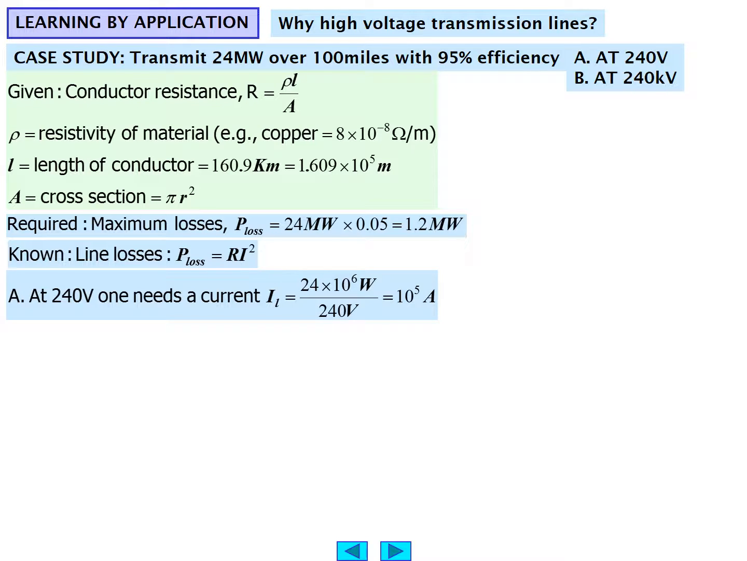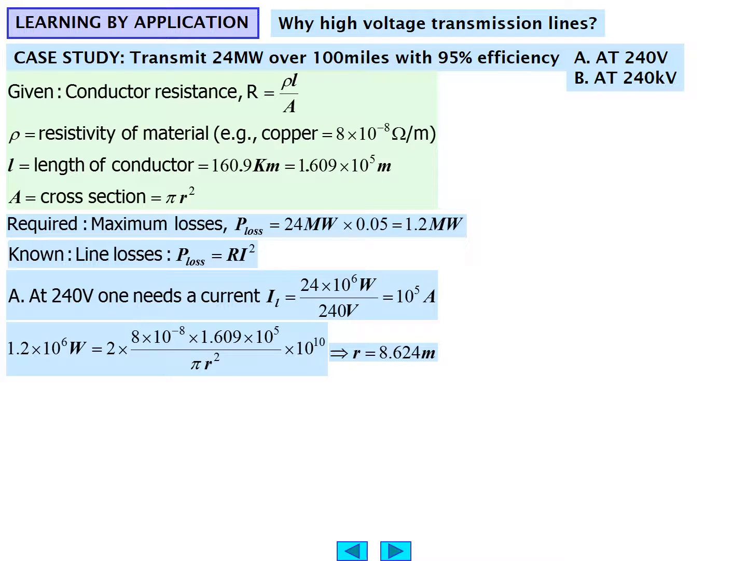At 240 volts, though, we need a current I of 24 megawatts divided by 240 volts. Remember, volts times current is equal to watts, or 10 to the 5th amperes. We would need 10 to the 5th amperes to flow. And as a result, we would have 1.2 times 10 to the 6 watts, dividing through, equal to 2 times 8 times 10 to the minus 1. We're calculating the resistance times 1.609 times 10 to the 5th, which is the length, divided by the area, which is pi r squared, times 10 to the 10th.